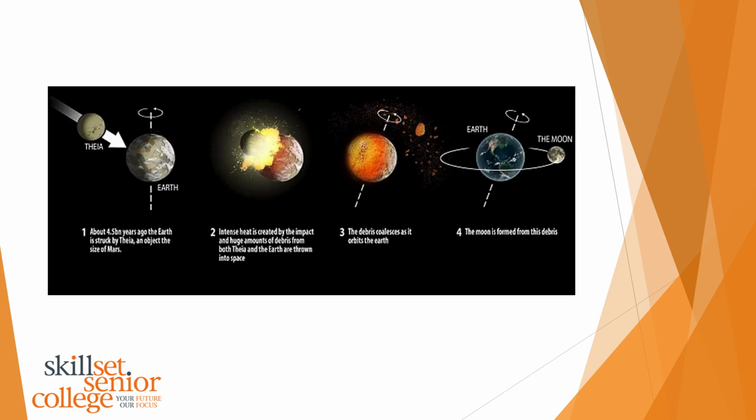So this is a diagram. It's not great in terms of the writing, but this is quite a good illustration. So Theia hit the Earth about 4.5 billion years ago. Then two, intense heat is created by the impact. Huge amounts of debris from both Theia and the Earth thrown into space. Number three, the debris coalesces as it orbits the Earth. So remember, amalgamates, gets together, forms, fuses. And then four, the moon is formed from the debris.